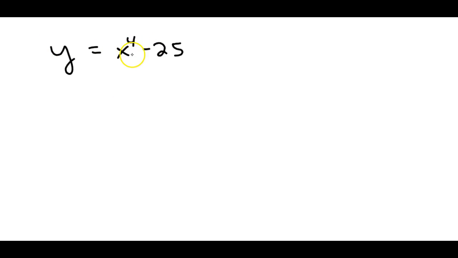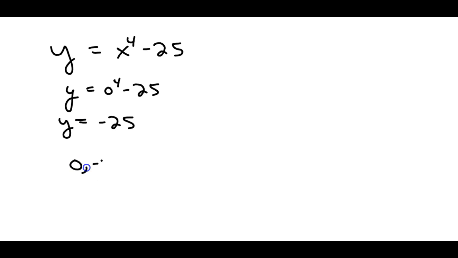So the first thing we're going to look at is let x be 0 and see what you get for your y-intercept. Well, if x is 0, you get y equals 0 to the 4th minus 25. 0 to the 4th is just 0. Minus 25 just gives you minus 25. So when x is equal to 0, y is equal to negative 25. That was fairly simple. The other one's not so obvious if you haven't done these in a while.